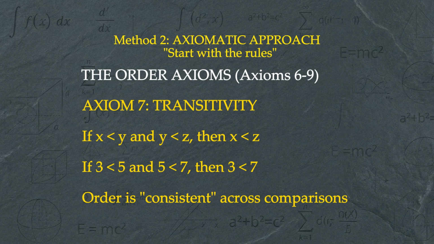Axiom 7 is transitivity. If x is less than y, and y is less than z, then x must be less than z. Order is consistent across multiple comparisons. This is what allows us to chain inequalities together.